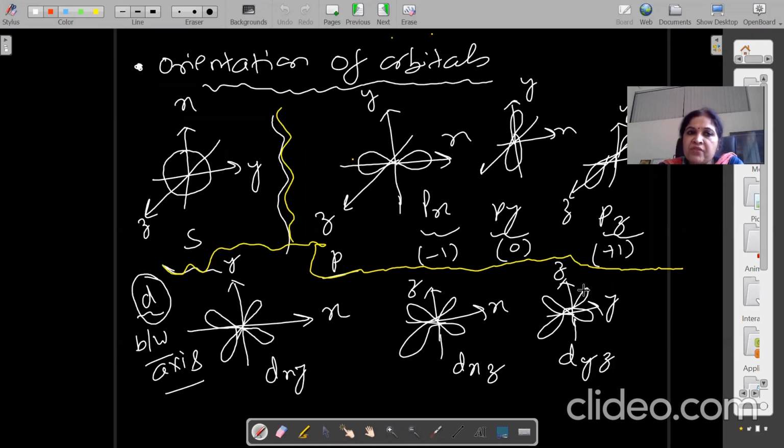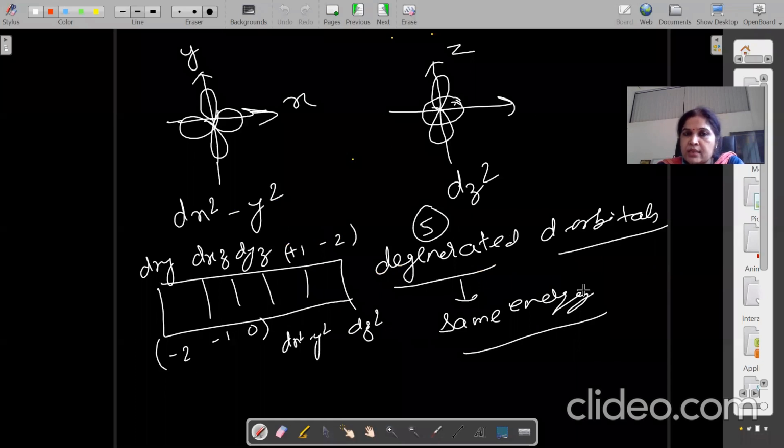Now d has 5 types of orientation: 3 between the axes, that is dxy, dxz and dyz, and 2 along the axis, that is dx square minus y square and dz square. So d has 5 orbitals and these 5 orbitals are degenerate, meaning they have the same energies.